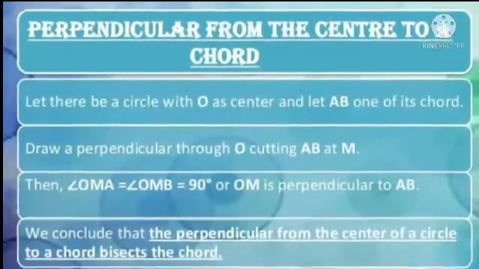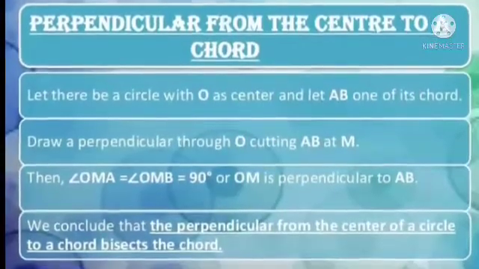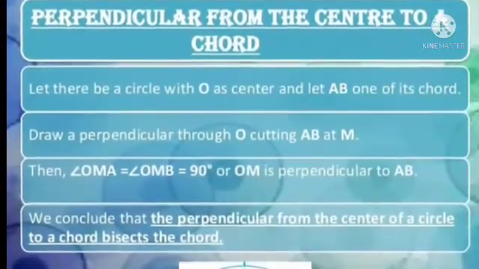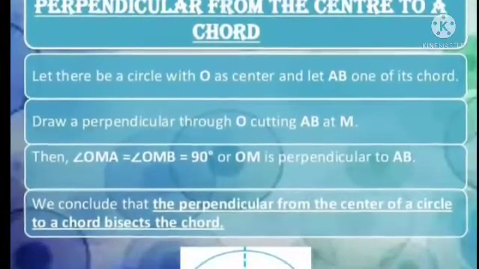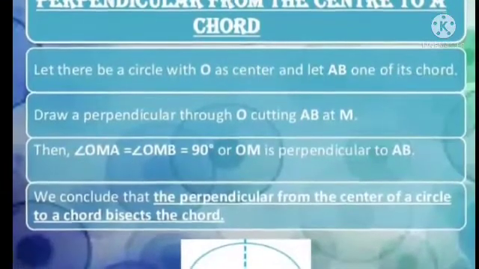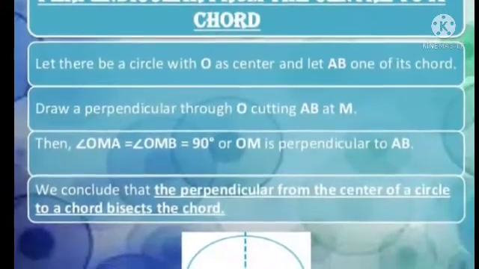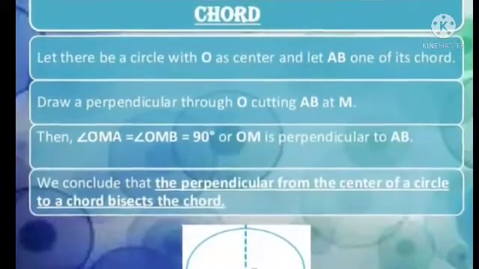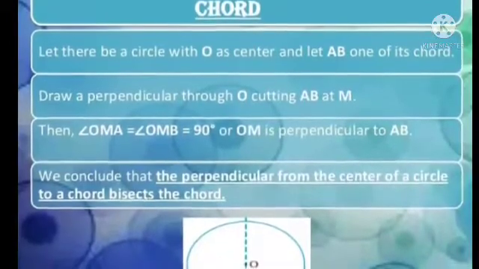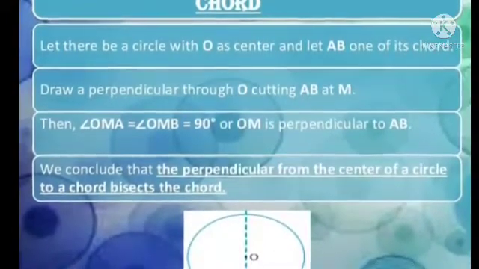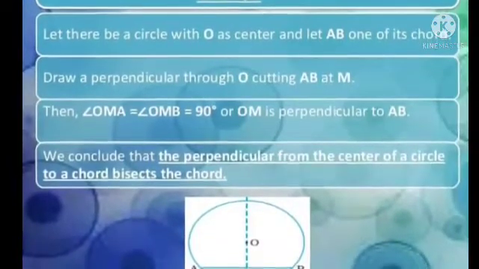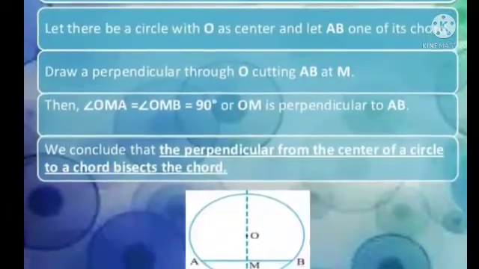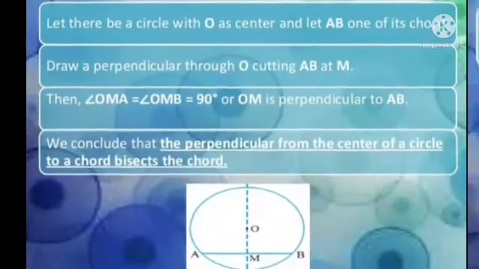Perpendicular from the center to a chord. Let there be a circle with O as center and let AB be one of its chords. Draw a perpendicular through O cutting AB at M. Then angle OMA is equal to angle OMB is equal to 90 degrees, or OM is perpendicular to AB. We conclude that the perpendicular from the center of a circle to a chord bisects the chord.